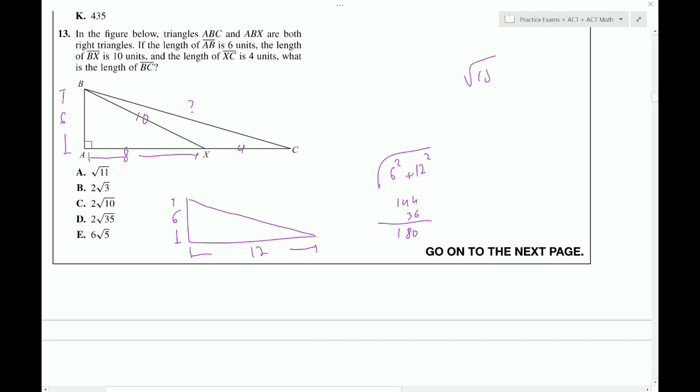So we do a square root of 180. We have to simplify the radical. Let's see. We could do 9 and 20. And then that would give us 3 rad 20. And then we could go further with 20. We could go 4 and 5. So that would give us 2 rad 5 to go with the 3. So 6 rad 5, choice E.